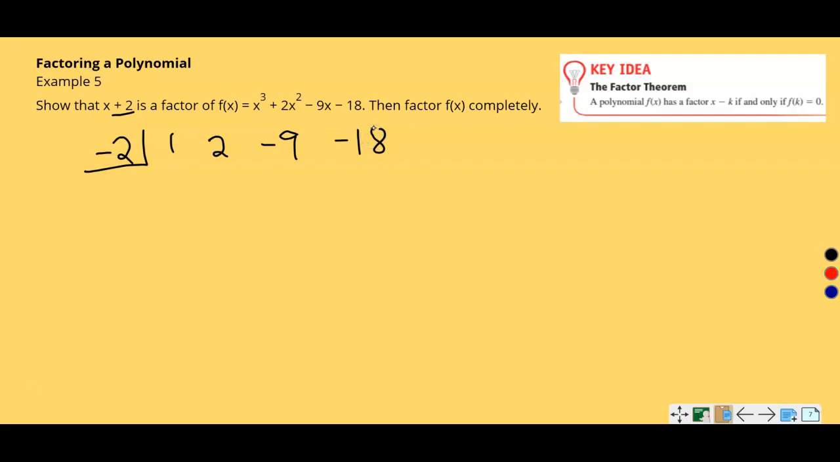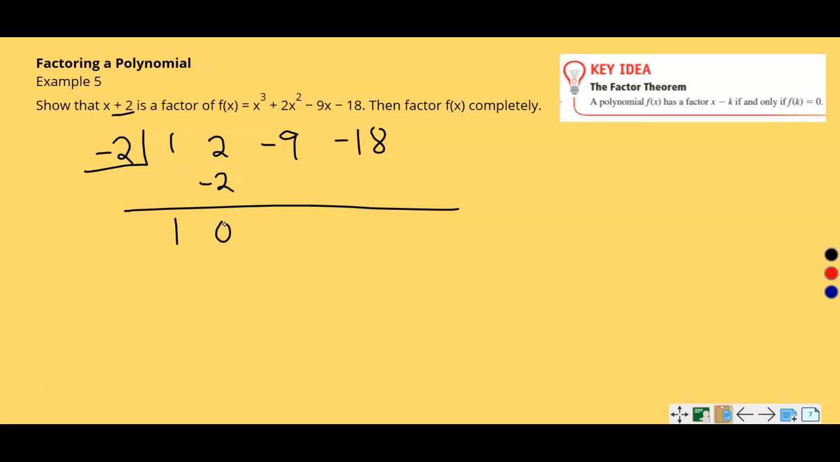So remember, synthetic division is kind of a shortcut to long division. So the first term always drops down, so we're going to bring the 1 down, and then we're going to multiply and add. So we're going to multiply negative 2 times 1 and place that here. So we're going to have negative 2, and then come down, we add that row, we're going to get 0.